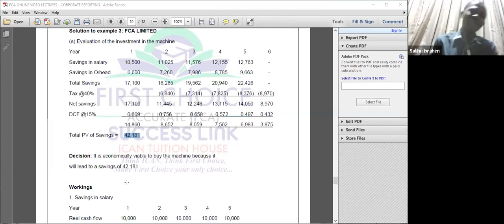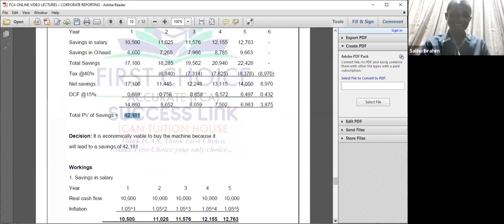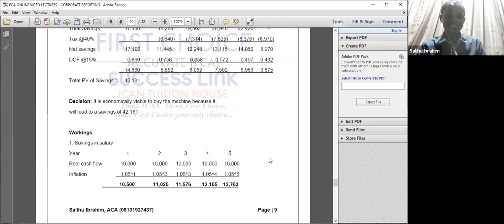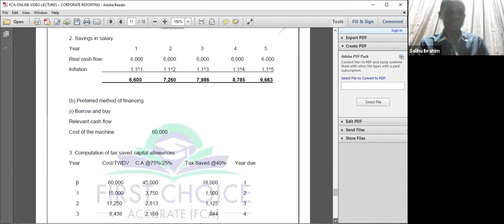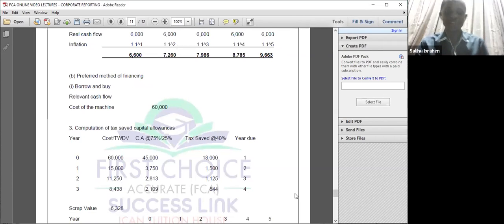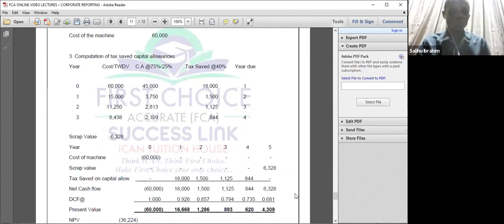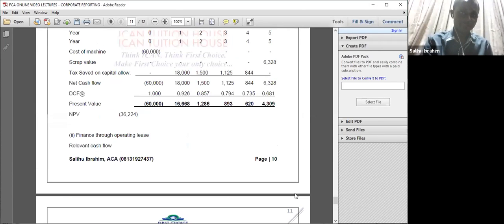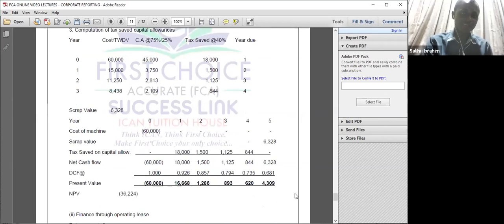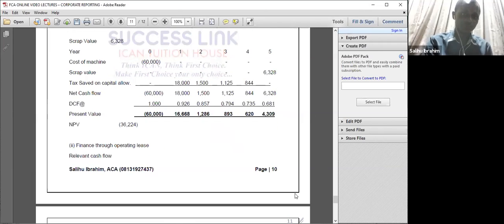Now, have you decided on whether or not it is beneficial to acquire this machine? And we have concluded that it is worthwhile, it is advantageous to buy the machine. Then we now say, how do we now finance the acquisition of this machine? That is the next. Okay, that is B. How do we finance the acquisition of the machine?